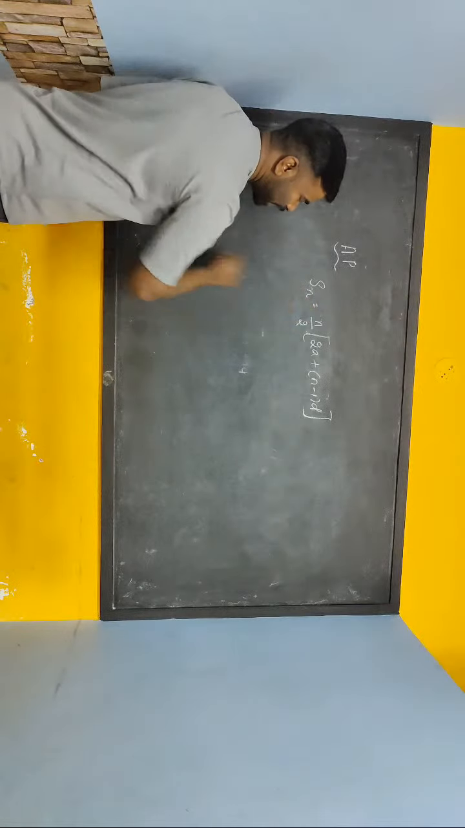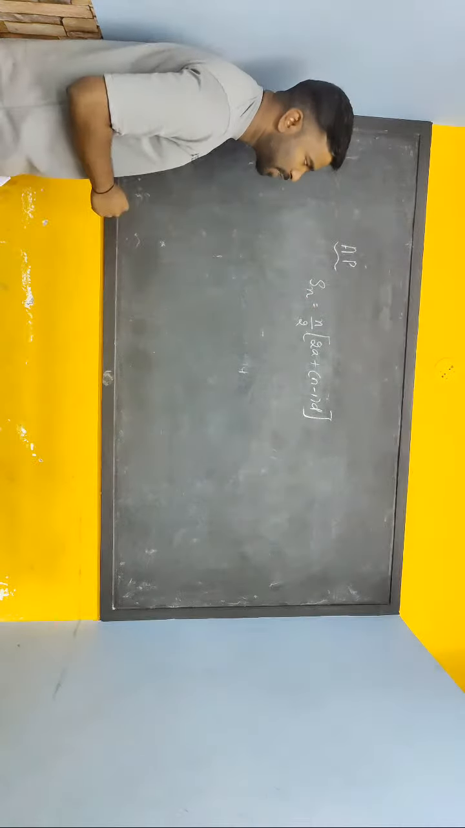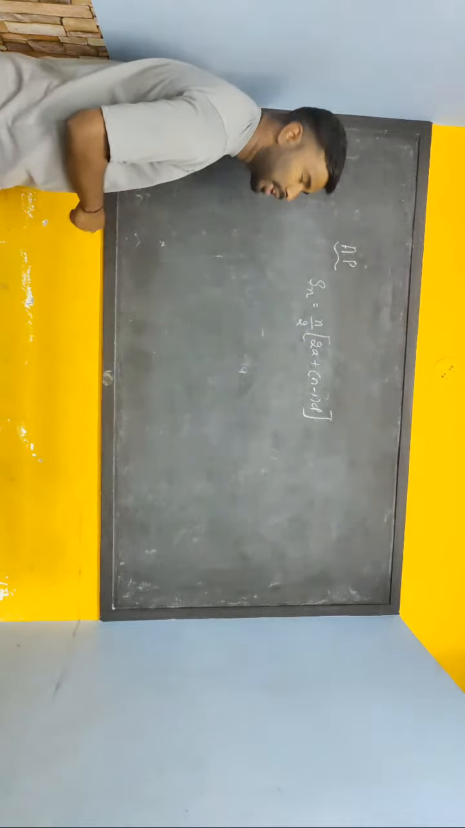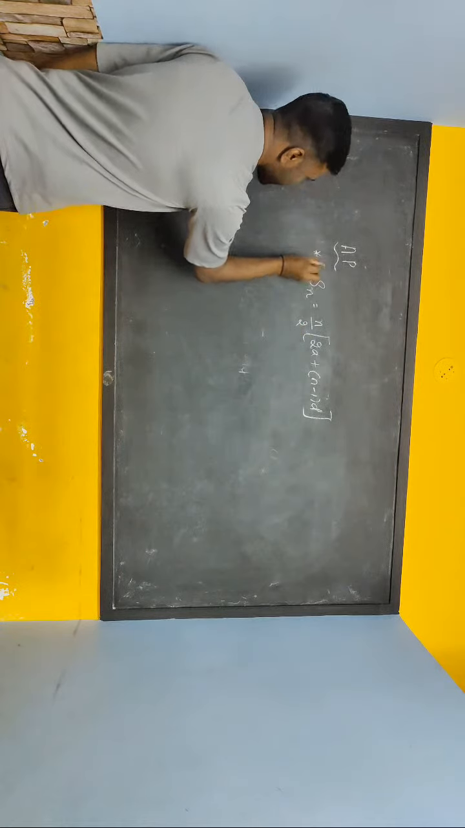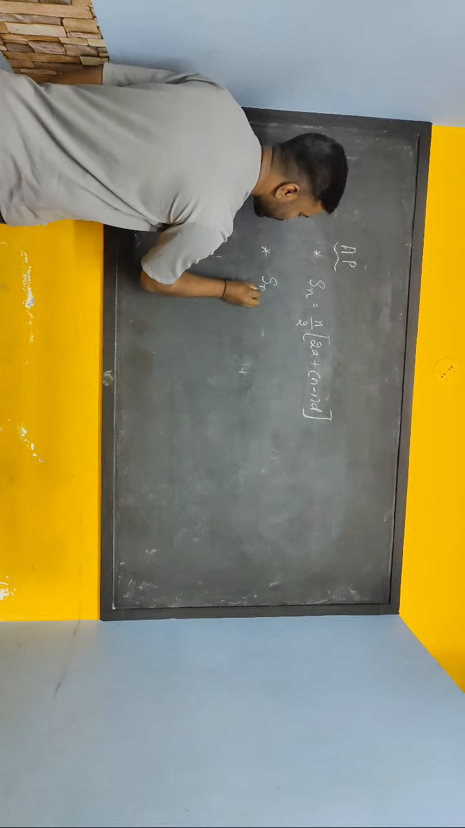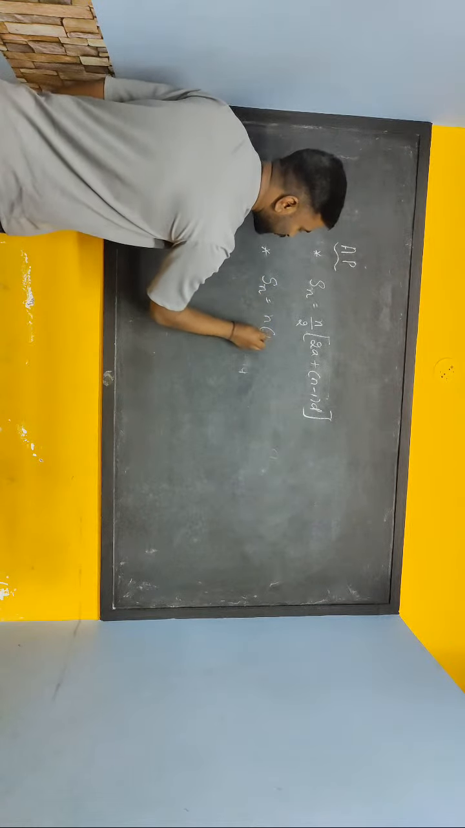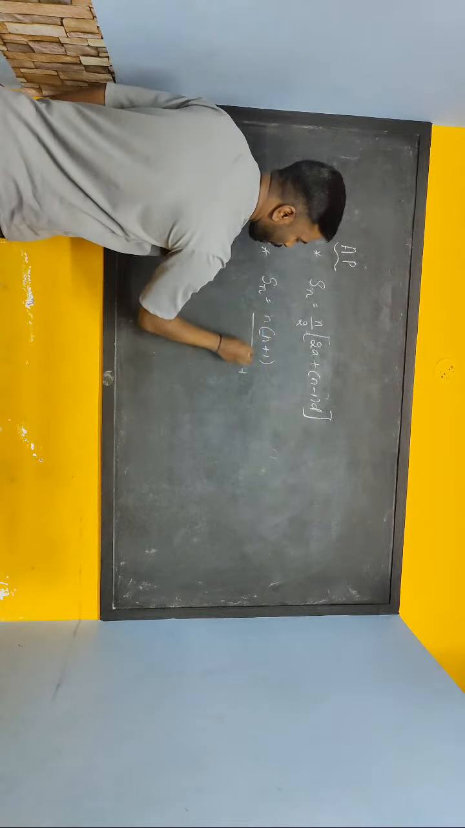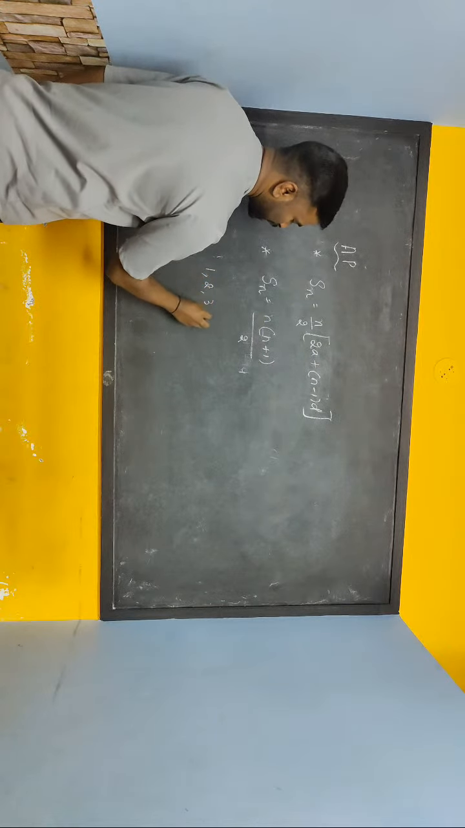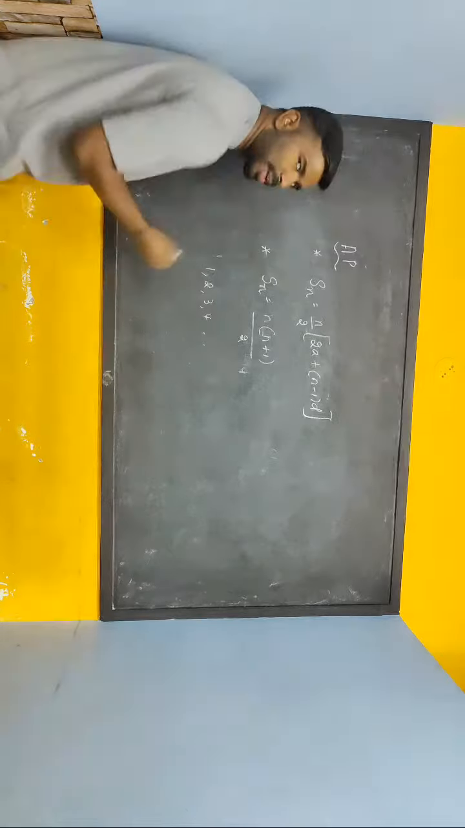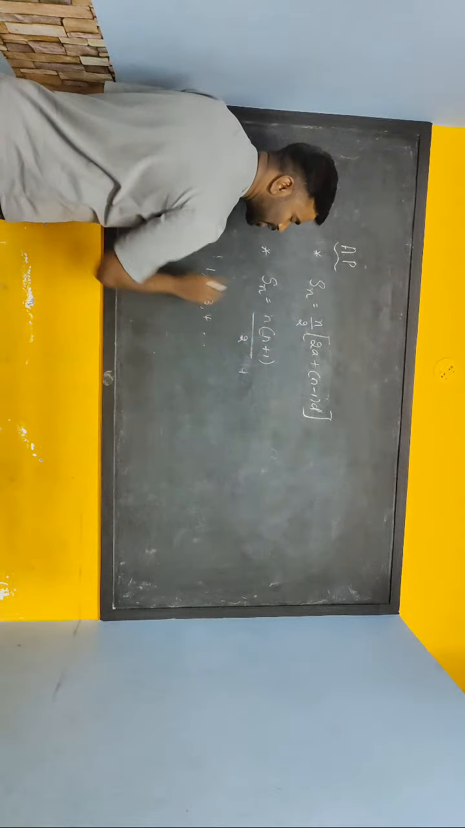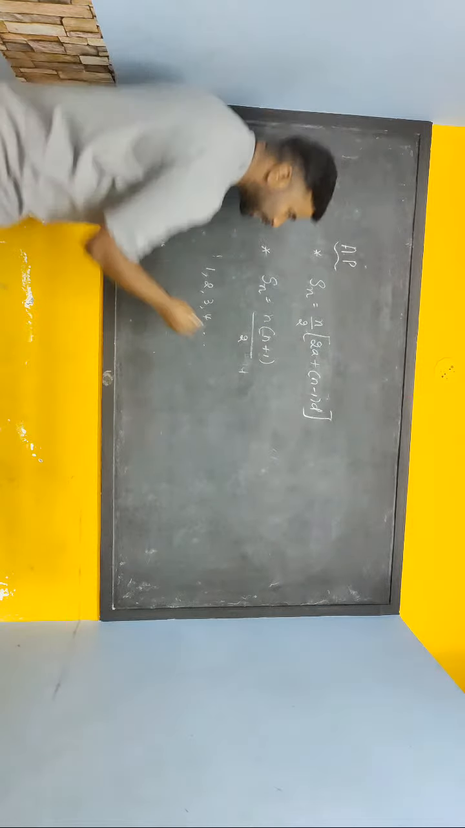The sum of n terms of an AP is given by what? n by 2 into 2a plus n minus 1 into d. And also the sum of natural numbers: the sum of n natural numbers is given by the formula Sn equals n into n plus 1 by 2. For the sum of natural numbers, that is 1, 2, 3, 4, 5, if you want to find the sum of 20 natural numbers, you replace n by 20 and you get the sum of 20 natural numbers.